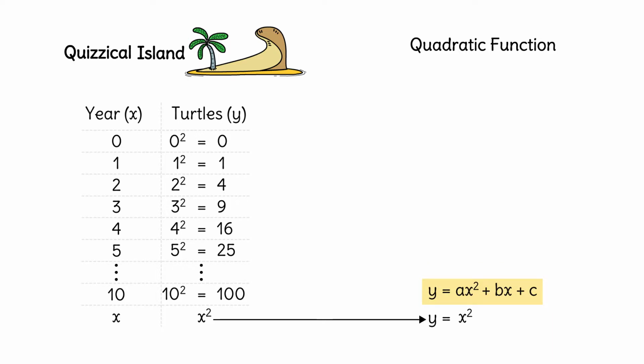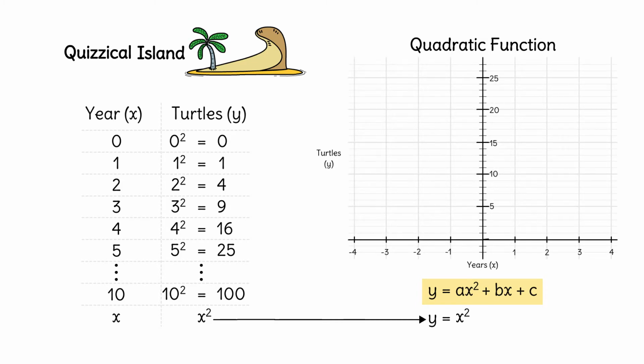In this case, a is 1, b is 0, and c is 0, but in general, a, b, and c can be any real number, and we've still got a quadratic. Here are 2 more examples of quadratics. From the data in our table, we can make a graph. The graph shows us that the turtles increase at a faster and faster rate as time passes.